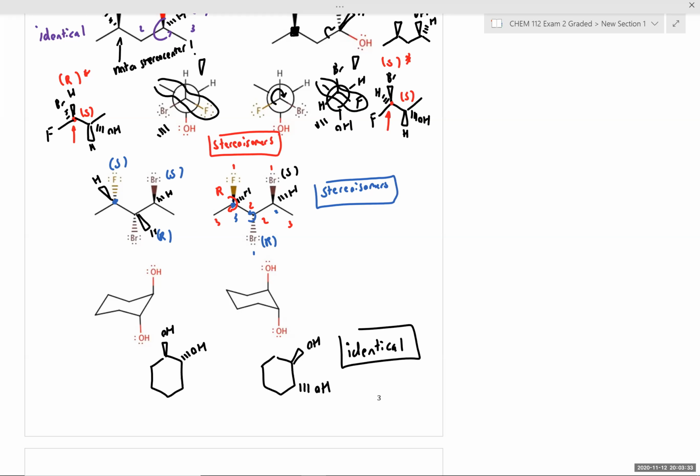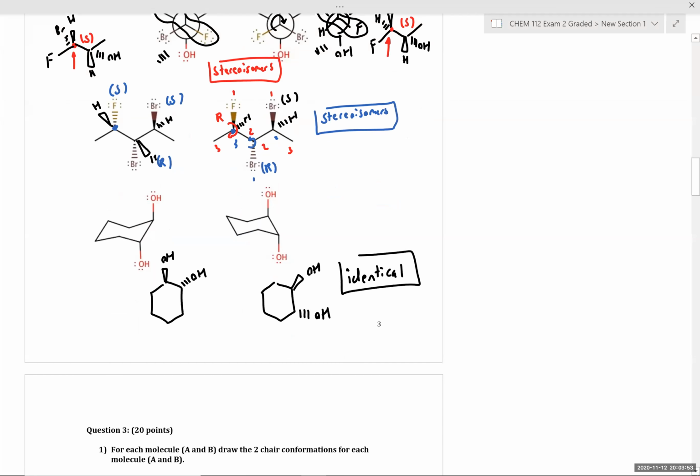Does that make sense to everyone? Does everyone see how the stereochemical configuration, the stereochemistry at the fluorine center, is different? Perfect.